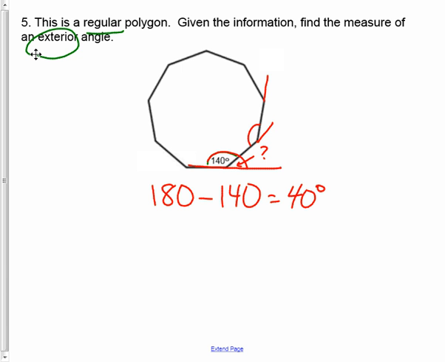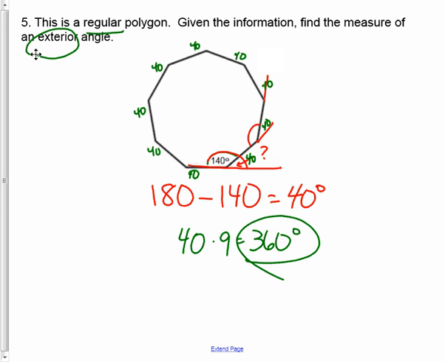Now remember when we said all the angles would add up to 360? If you don't believe me, you can go ahead and prove it right now. So if this one is 40, then that means all of these outside angles, exterior angles, are going to be 40. How many sides do we have? 1, 2, 3, 4, 5, 6, 7, 8, 9. And 40 times 9 is 360. So I told you the truth.